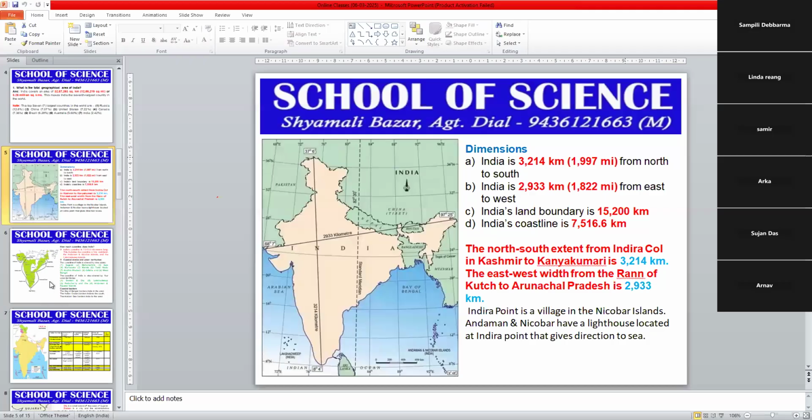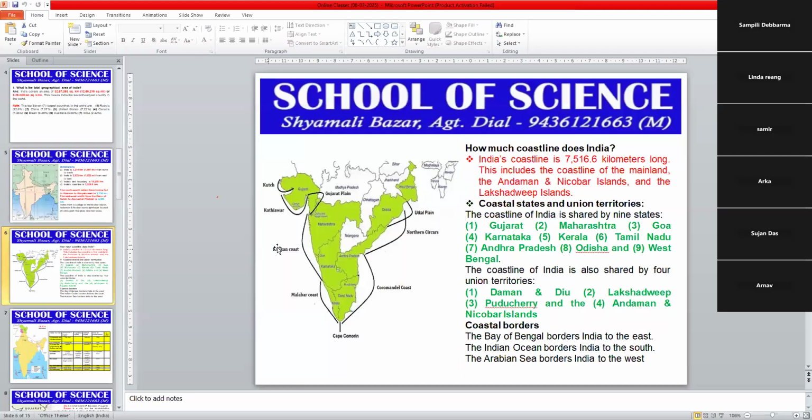Come and see, the next one is how much coastline does India have? India's coastline is 7,516.6 kilometers long. This includes the coastline of the mainland, the Andaman and Nicobar Islands, and the Lakshadweep Islands. Now, this is the green. You see the green color, the states that have coastal areas and coastlines.